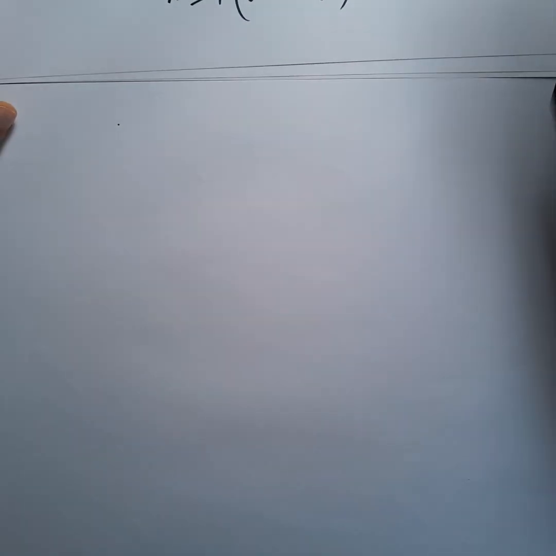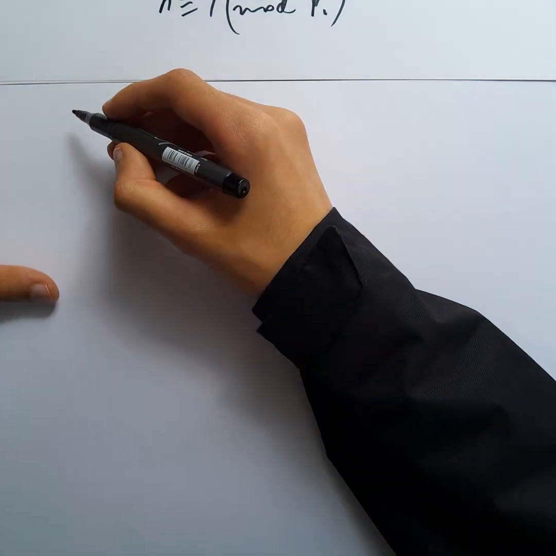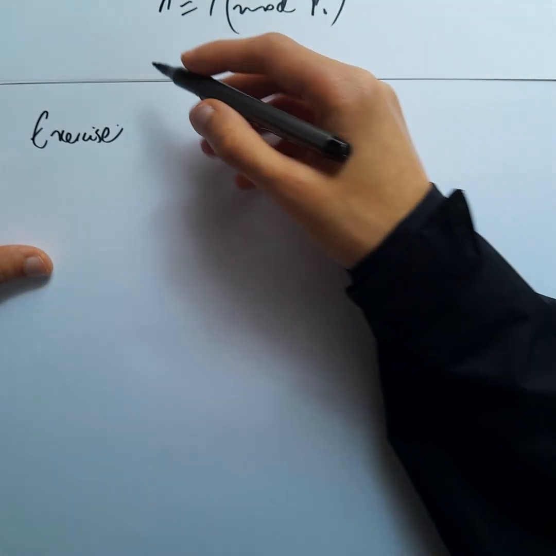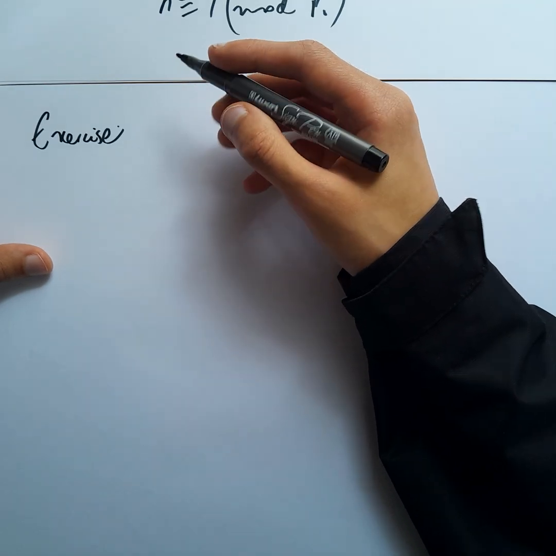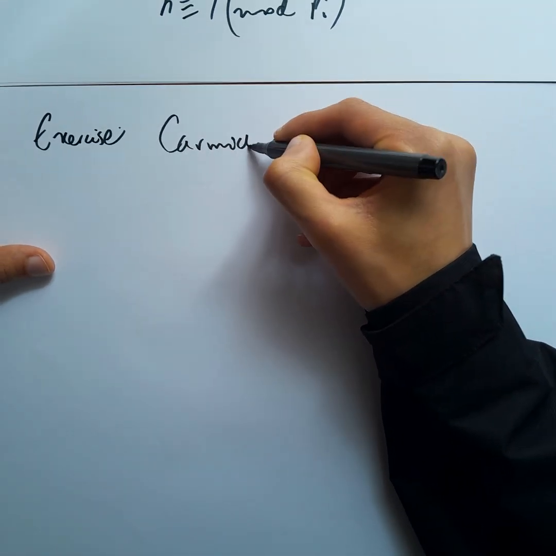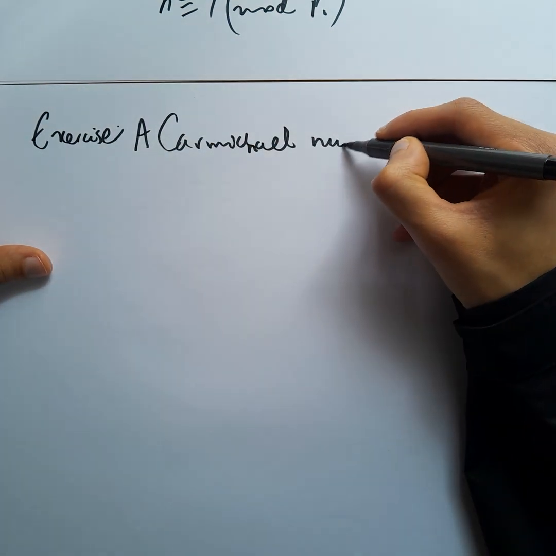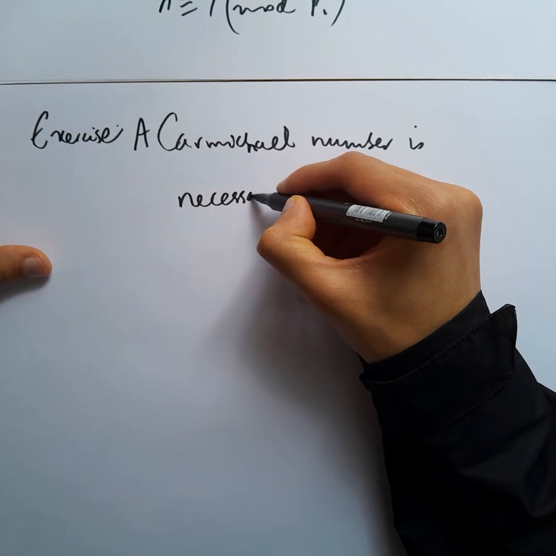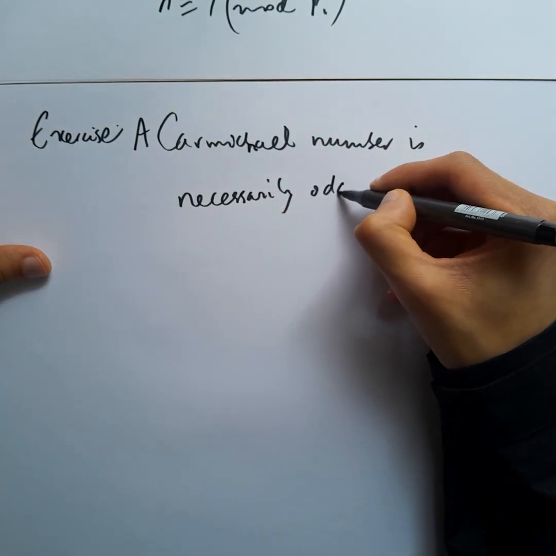Now, as an easy exercise, use Korselt's criterion to show that a Carmichael number is necessarily odd.